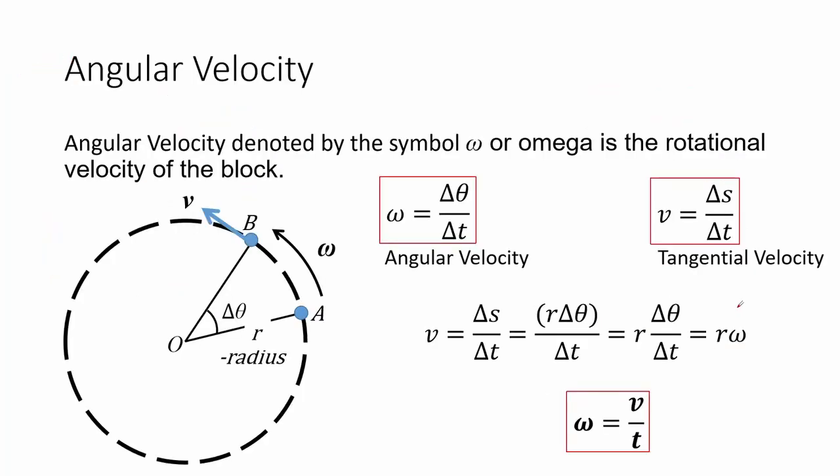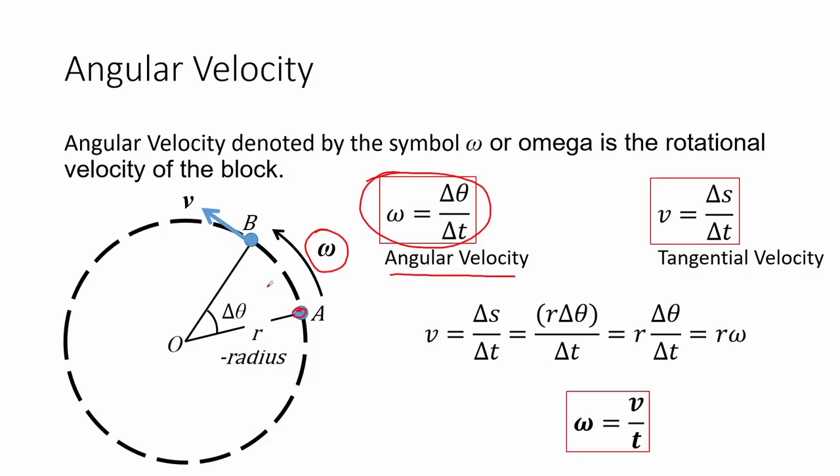Angular velocity is the circular velocity of the block of mass as it moves around the path. Its symbol is omega. Although it looks like a W, its equation is simply the rate of change of the position theta over the change in time as it moves from point A to point B.